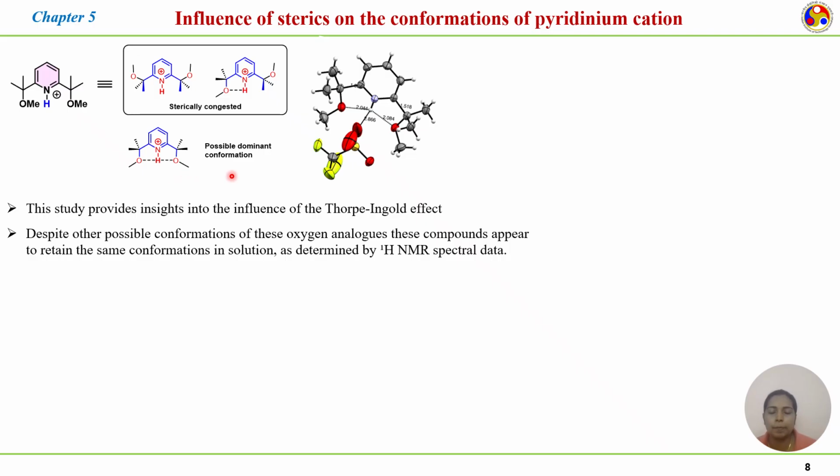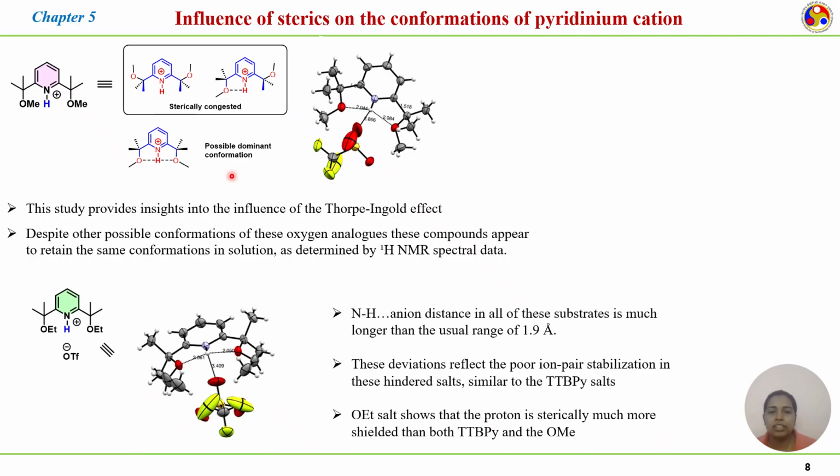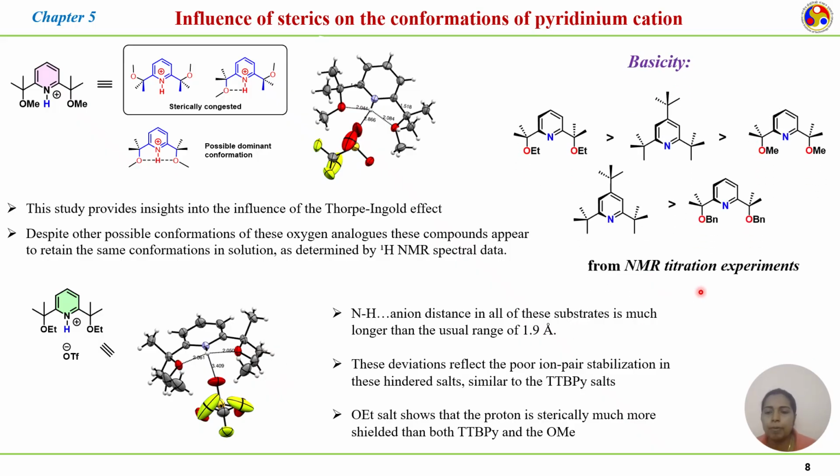this Thorpe-Ingold effect. Here, this N-H anion distance in all the substrates is much longer than the usual range of 1.9 angstrom, and this deviation reflects the poor ion pair stabilization in this hindered salt, which is similar to the TTBP salt. Also, we have performed several NMR titration experiments, and from it concluded that this compound is more basic than TTBP, than the methoxy one. And then also the benzyloxy salt is more or less basic than TTBP salts.